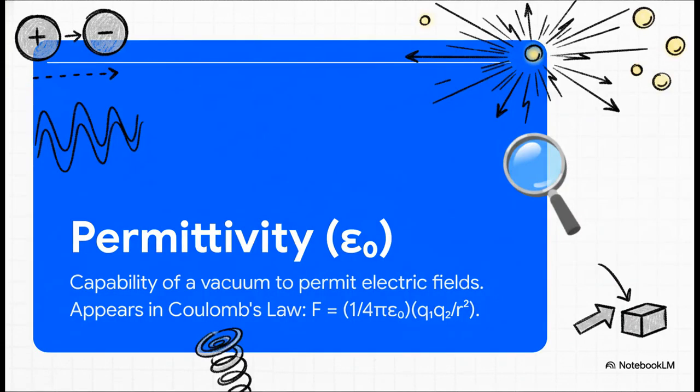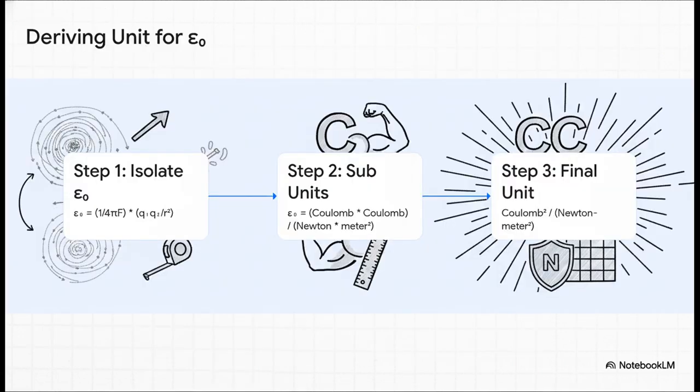Okay, let's use that exact same thinking for another big one, the permittivity of free space, or epsilon naught. This thing is literally the foundation of electromagnetism, and of course, it shows up right in Coulomb's law, which tells us the force between two charges. And you guessed it, the process is exactly the same.